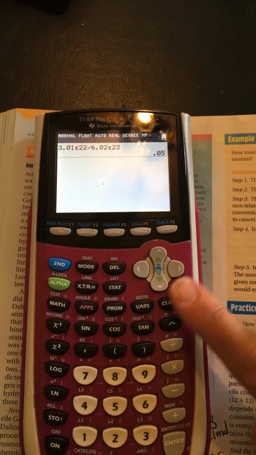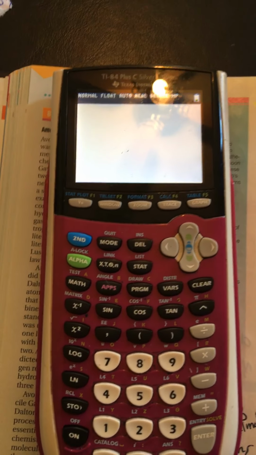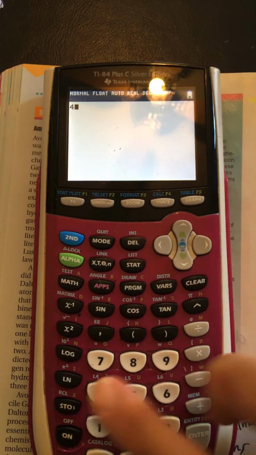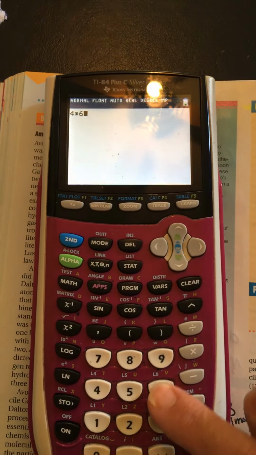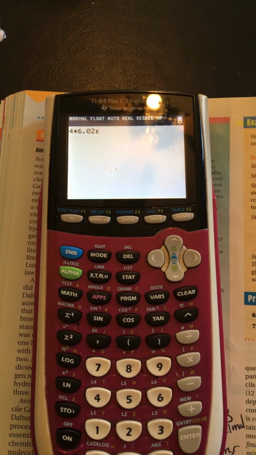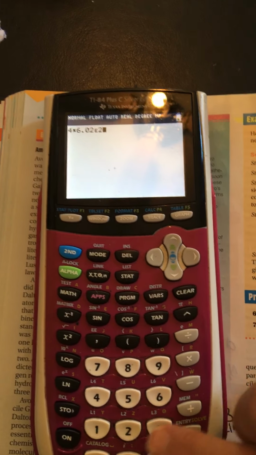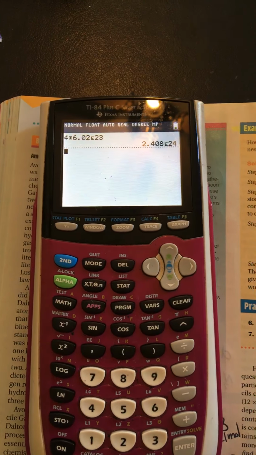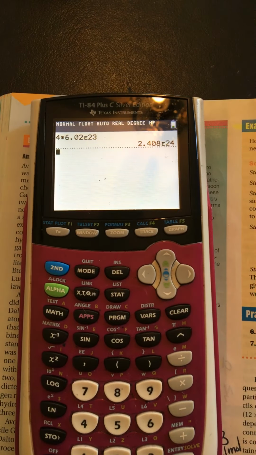So let's do it on our calculator. Let's go. I have to get off of my graphing screen I got all happy with. I'm going to clear it out so it looks nicer for you. And I'm going to do 4 times 6.02 times 10, which is the E, 23. Ta-da! And we got 2.4 times 10 to the 24th molecules.